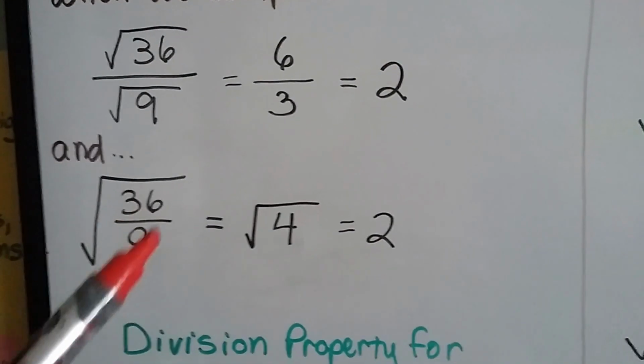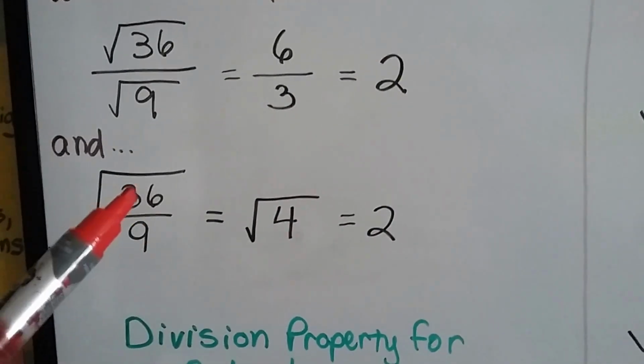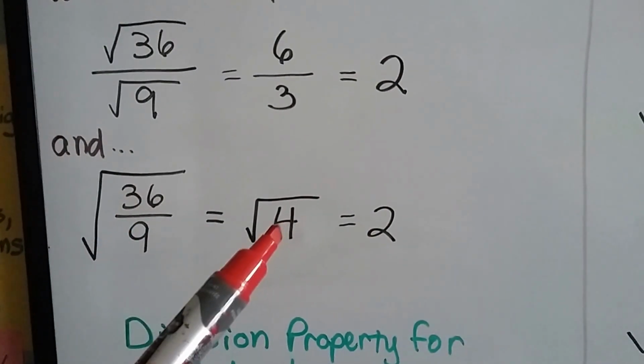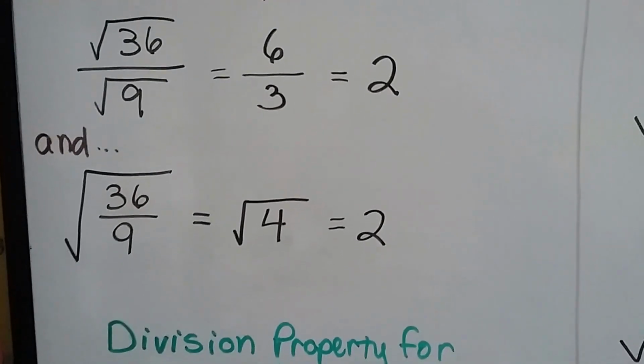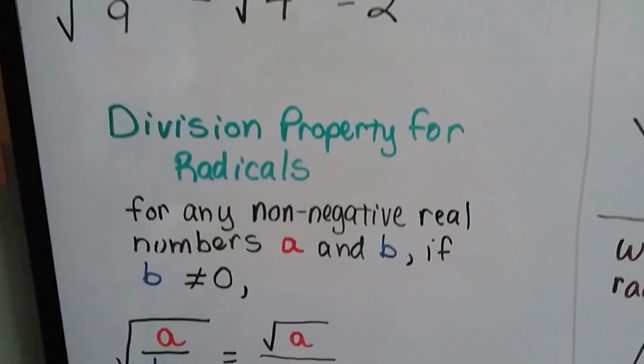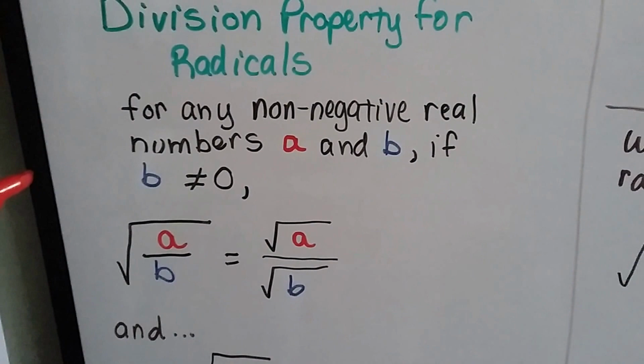And if we simplify inside of here first, 9 goes into 36 4 times, so we've got the square root of 4, which is 2. See how it's the same thing? The division property for radicals. Remember, we talked about this in the last video.